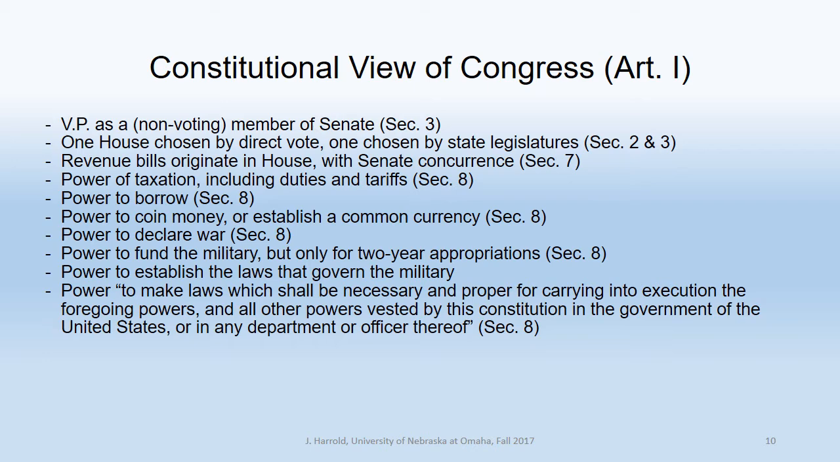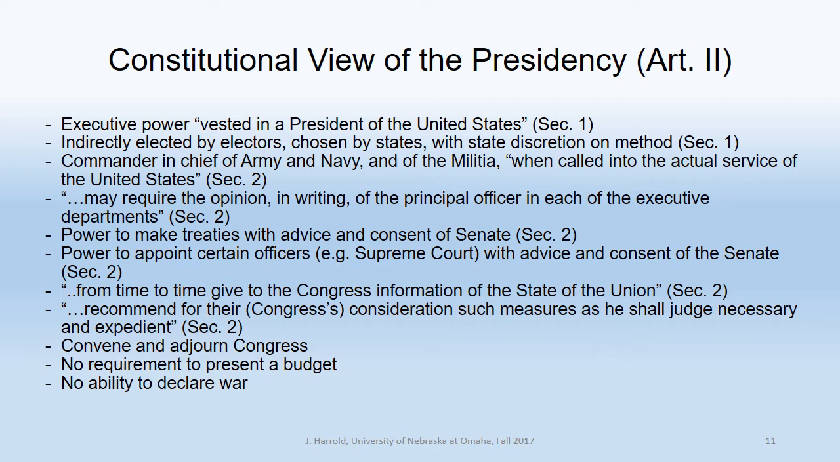So the necessary and proper clause actually has been the hanger for all kinds of acts of Congress over the past 240 years. So that's the constitutional view of Congress. This is the constitutional view of the presidency, and this is the view that really was taken to task by the Brownlow Committee and the Reorganization Act of 1939.